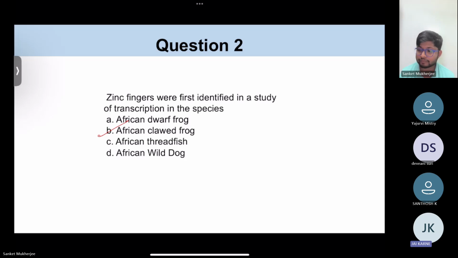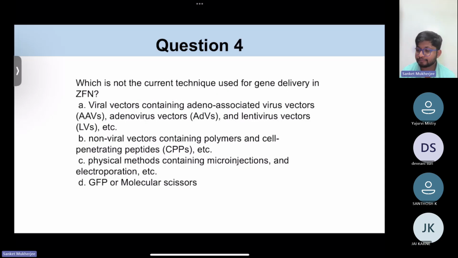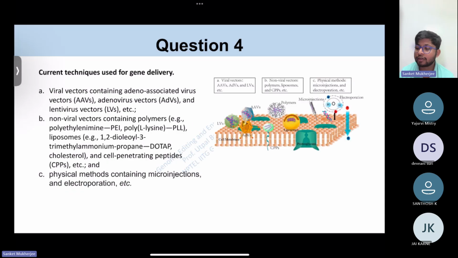Non-specific, semi-specific, and specific. Right, you're right. Which is not the current technique used for gene delivery in zinc finger nuclease? Viral vectors like adeno-associated virus vectors, adenovirus vectors, and lentiviral vectors, non-viral vectors containing polymers and cell-penetrating peptides, physical methods containing microinjections and electroporation, or GFP or molecular scissors. Option D. Yes, you all are right.